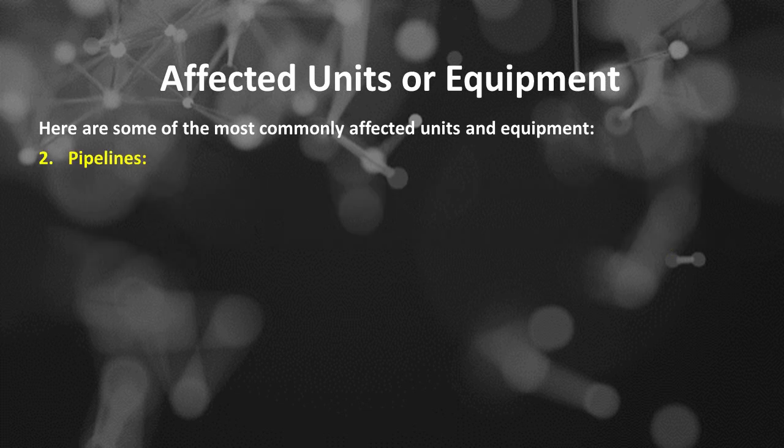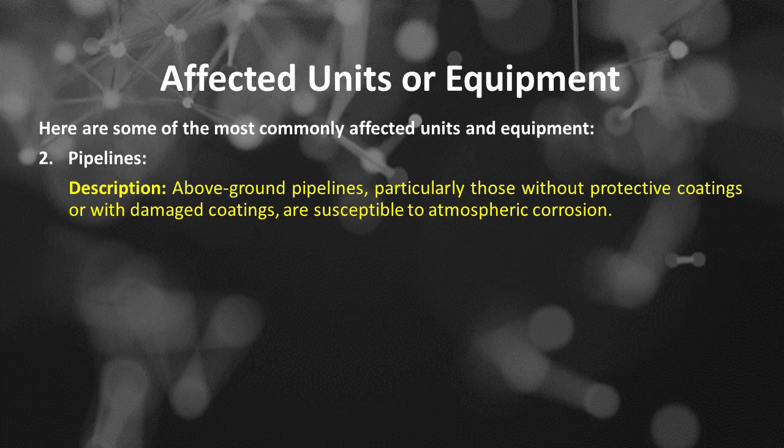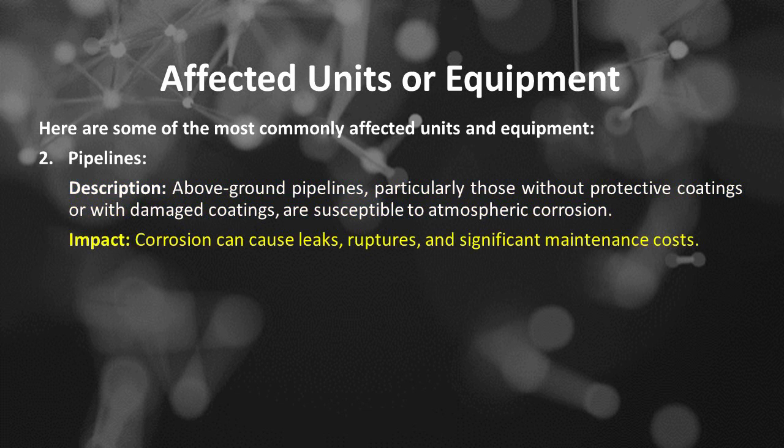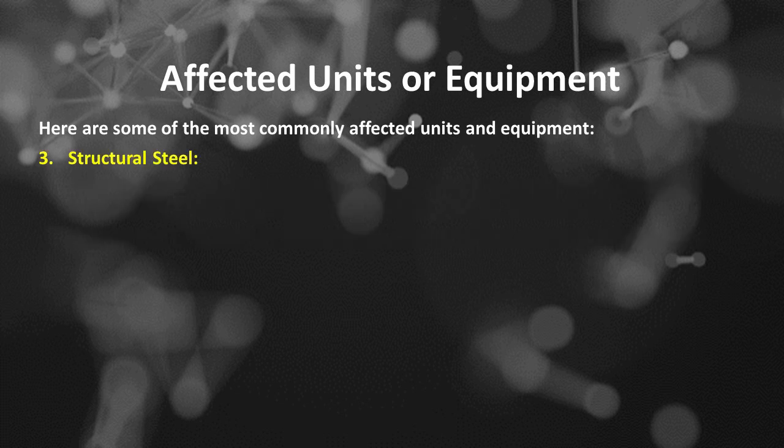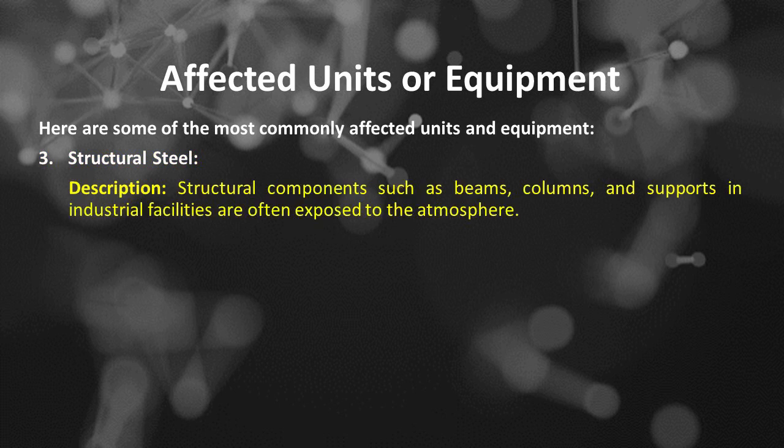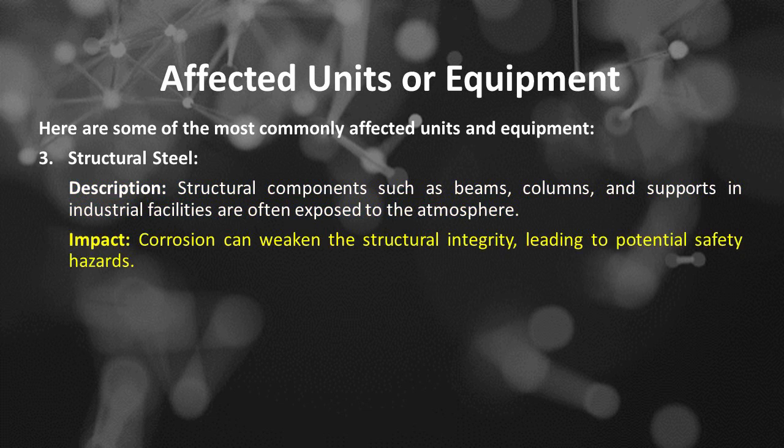Number 2 is pipelines. Pipelines description. Above-ground pipelines, particularly those without protective coatings or with damaged coatings, are susceptible to atmospheric corrosion. Pipelines impact. Corrosion can cause leaks, ruptures, and significant maintenance costs. Number 3 of the most commonly affected units and equipment is structural steel. Structural steel description. Structural components such as beams, columns, and supports in industrial facilities are often exposed to the atmosphere. Structural steel impact. Corrosion can weaken the structural integrity, leading to potential safety hazards.